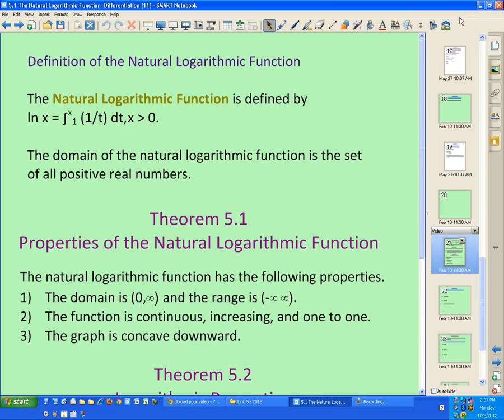In this section we are going to be talking about the natural log function, differentiation, and a little bit of integration with it. The natural log is basically defined by the integral from 1 to x of 1 over t dt.